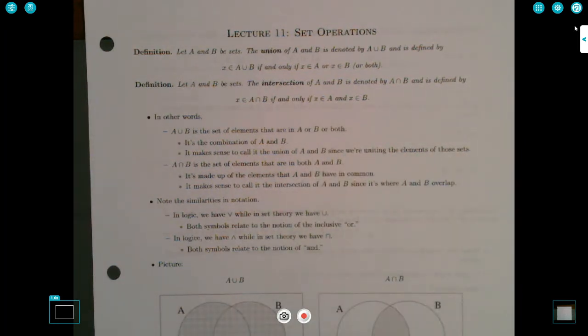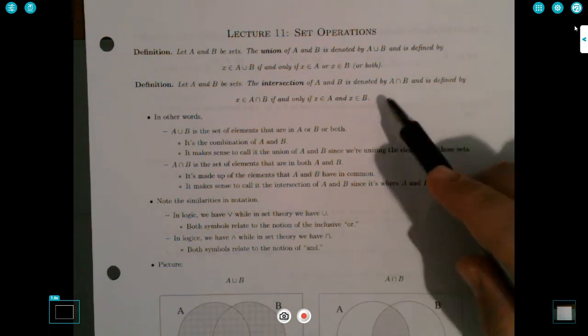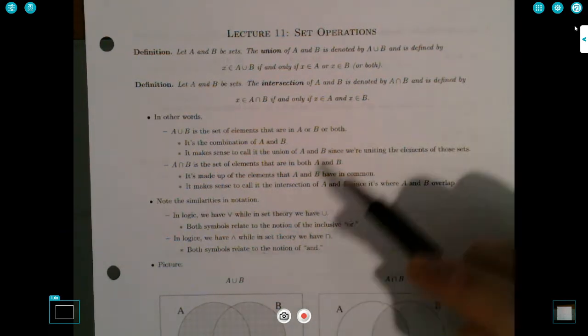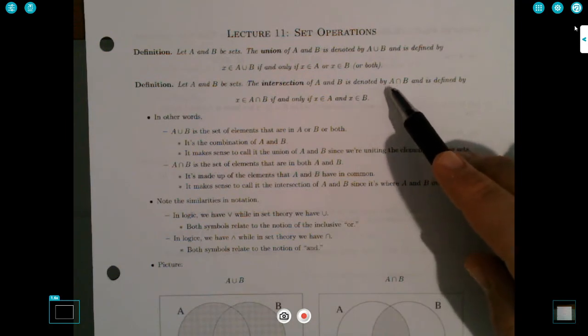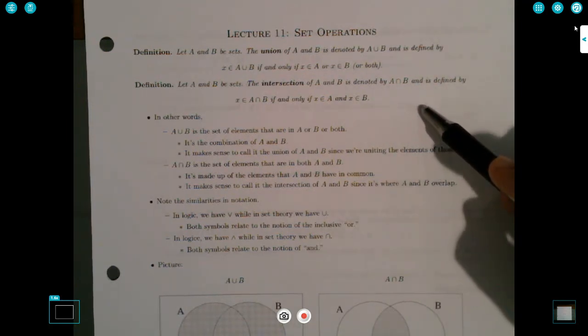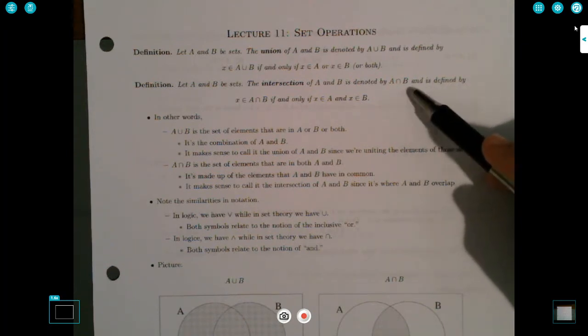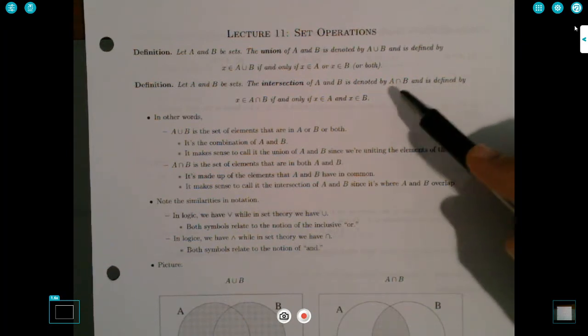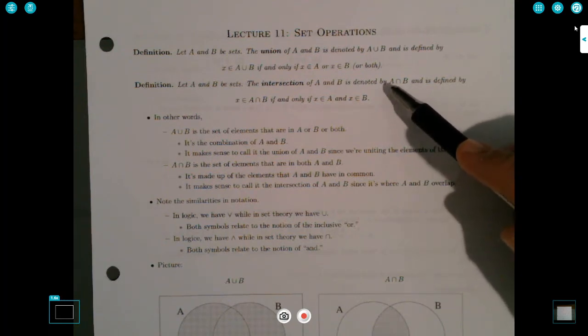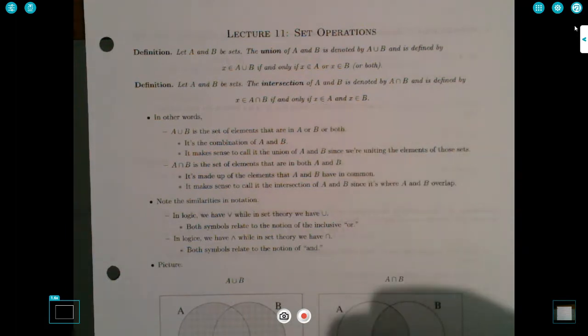And once again, you notice the striking similarity between this and the logical operator, the little wedge shape, right? We would say, in logic, P and Q is true if P is true and Q is true, right? And this is the same sort of thing, right? X is in A intersect B if X is in A and X is in B.